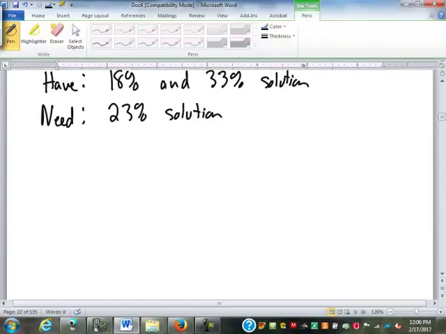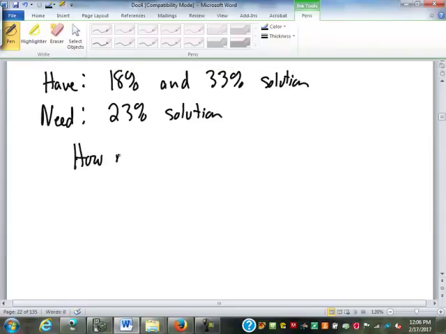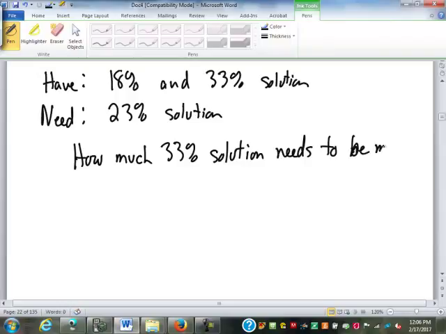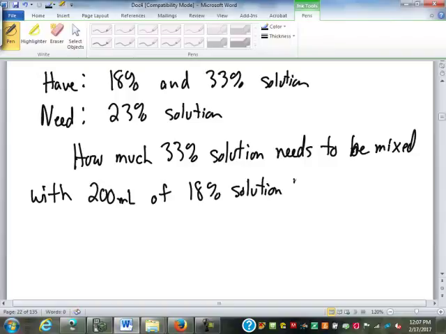So the question I'm going to ask is how much of the 33% solution needs to be mixed with 200 milliliters of the 18% solution to create 23% solution.